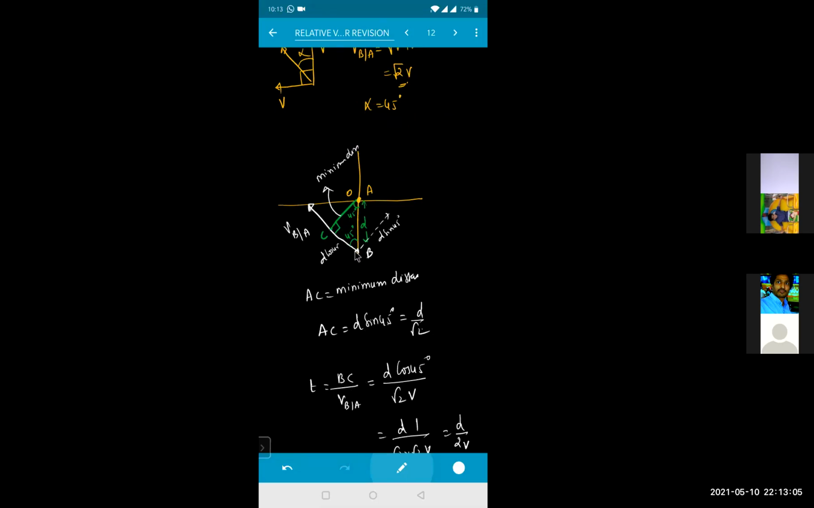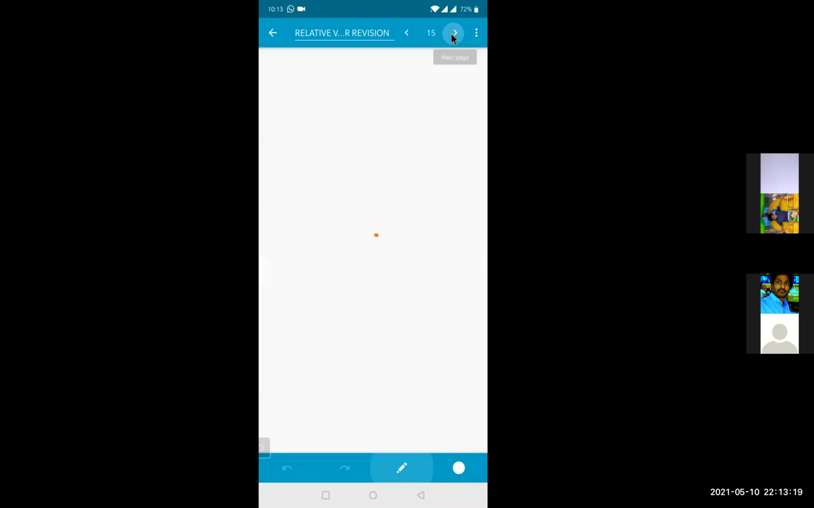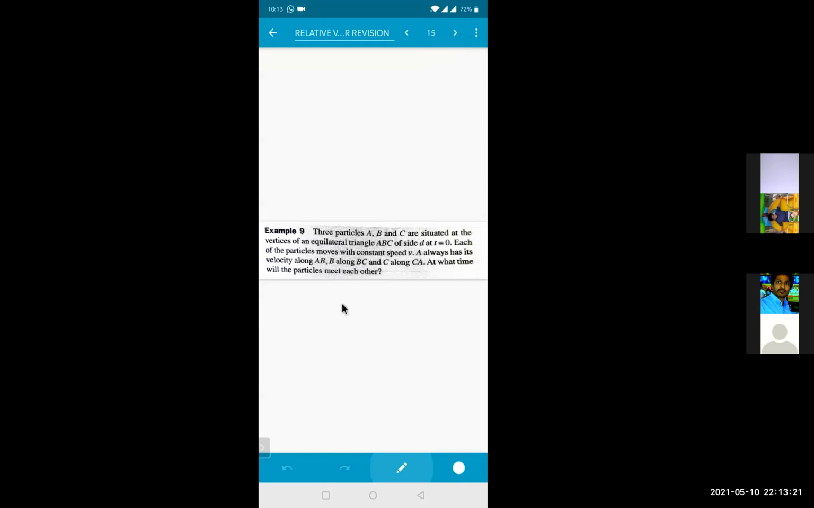So time is equal to the distance traveled from B to C divided by the velocity from B to A. That is D cos 45 divided by root 2. We simplify it, we will get D by 2. Clear? This question you try, beta.